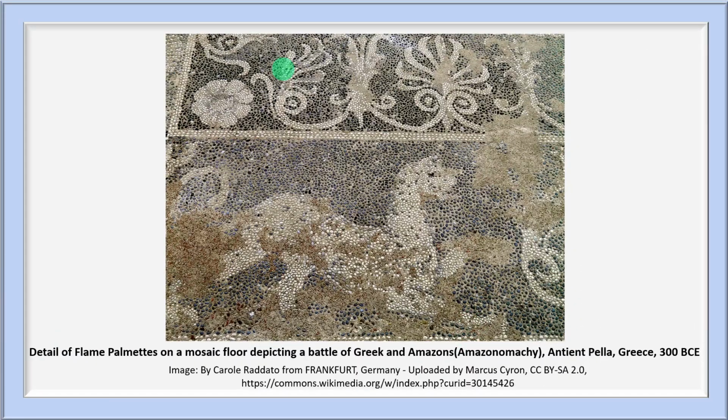Then we have flame Palmettes depicted on a mosaic floor from ancient Pella. Now Pella was the birthplace of Alexander the Great. The subject is Amazonomachy. Amazonomachy was basically a battle in ancient Greek mythology that happened between the Greeks and Amazons. And Amazons were basically a female nation, a complete all-female warrior tribe. You'll come across battles like Amazonomachy, Gigantomachy, and Centauromachy in ancient Greek art. It's a very popular subject.